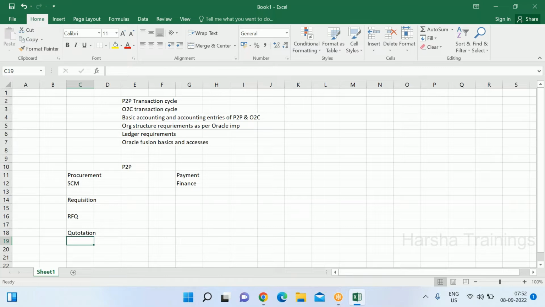So here in Oracle, mostly the system does this work. Once the employee creates three or four quotations, it will arrange the sequence, the best based on the requirement. Best quotation stands as 1, 2, and 3. But it's your option which quotation to pick and order.